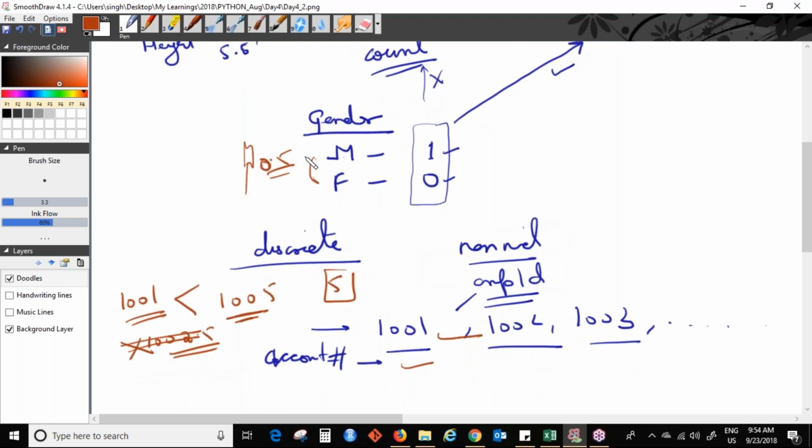Okay, so that is why we call them nominal variables, because you are just representing them as numbers. The numbers don't really have any numerical meaning. They are just representation.